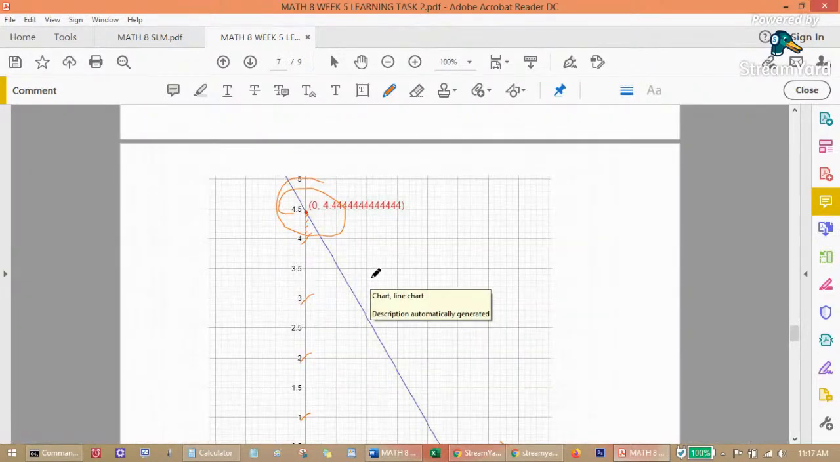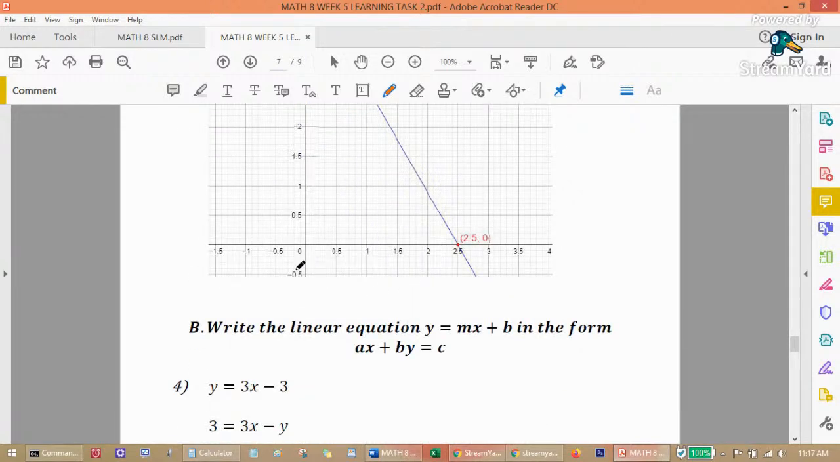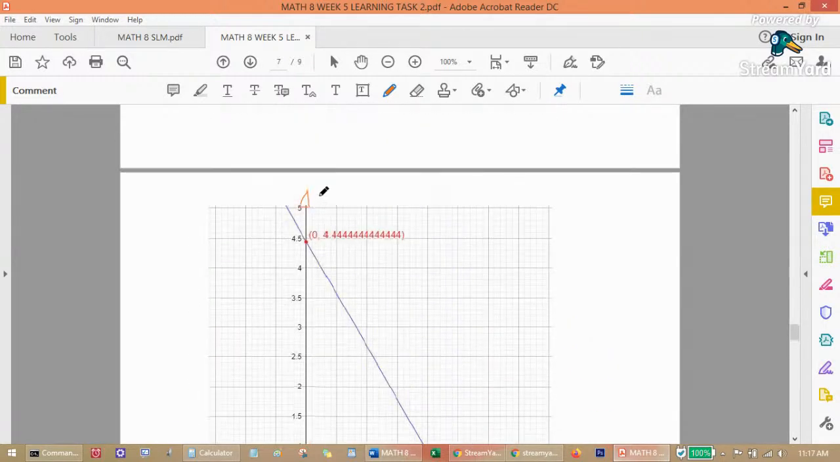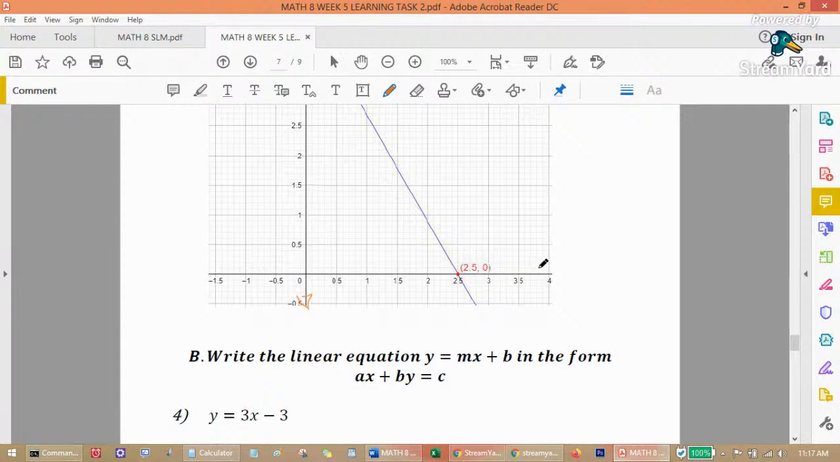Of course, tuwing gagawa ng graph, kailangan may arrow sa taas at sa baba, may arrow sa kaliwa at kanan. Okay, taas at baba, and then merong y para malaman that that is the y-axis. Dito naman sa x-axis, kailangan may arrow dito sa right side.